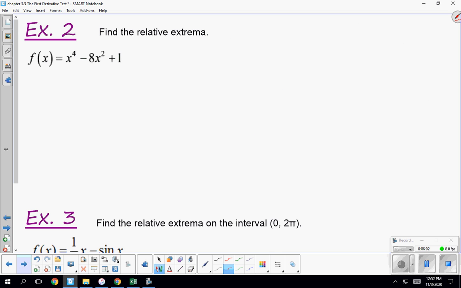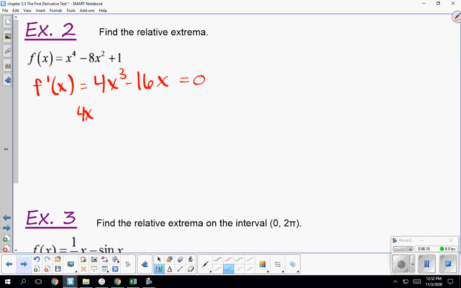So example 2, I'm now going to find my relative extrema. So I can use the sign pattern test to find that. So again, I need those critical points. So 4x cubed minus 16x. I want to know when this equals 0, and this guy exists everywhere.